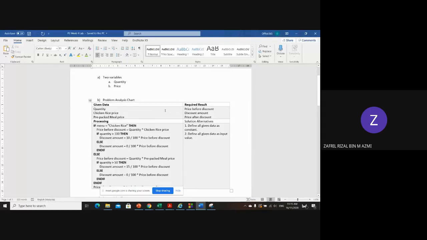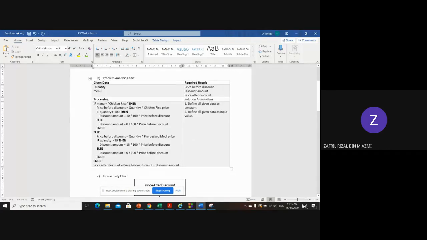Okay, so this one should have one table. This is wrong. Okay, it should be general kan. User need to enter menu, right? Menu. This one kan, you put menu already, so correct. But instead of given data, you put this. So this is wrong. It should be menu lah. Menu can be chicken rice or prepared meal, right? Menu.